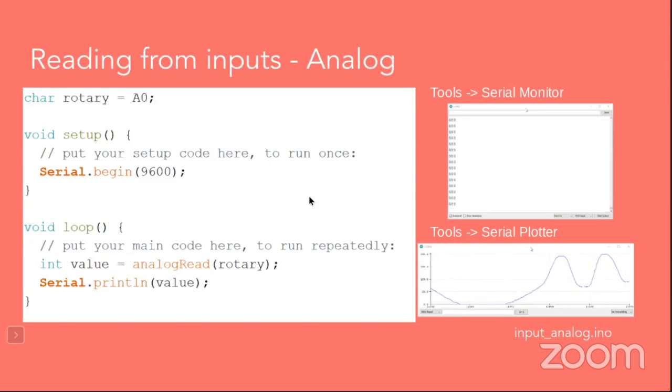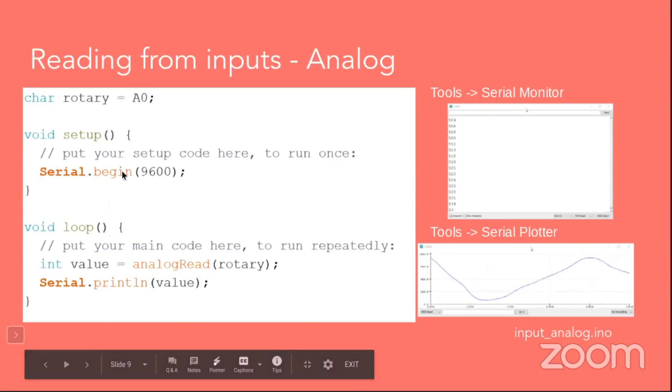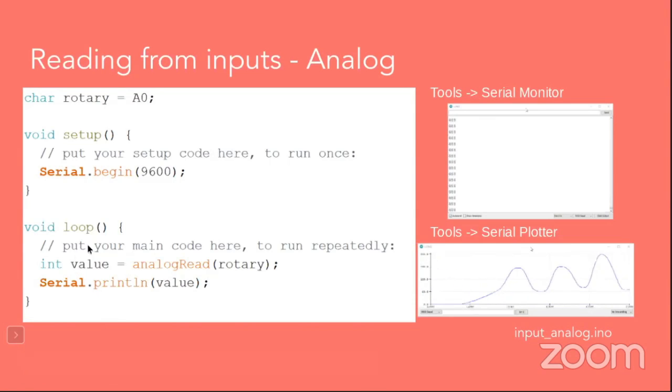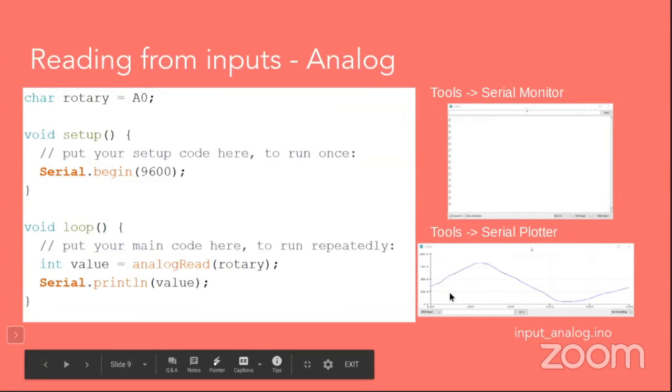And what we do in the setup is that we start our serial port, so that way we can communicate between the Arduino and computer. And then we set the value to the value retrieved from the rotary encoder and print it each loop. And from the serial plotter, we can see how it changes over time.